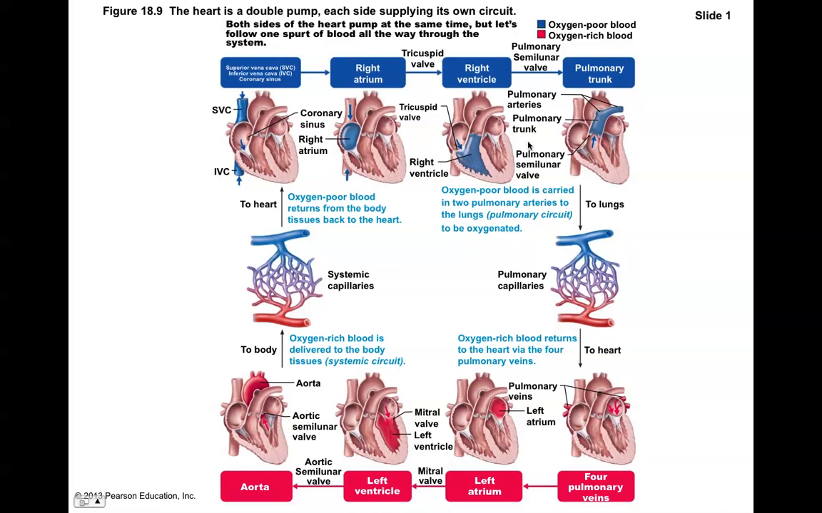So with the circuit, you can start in just about any place in the body, and then trace the flow of the blood around in the body, which structures it crosses, and then go all the way back to where you began. So if we start out, let's start out in the right atrium.